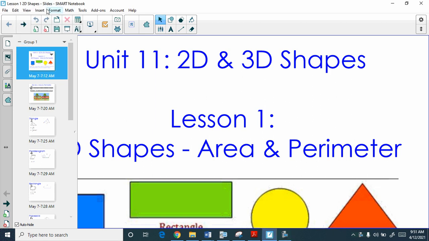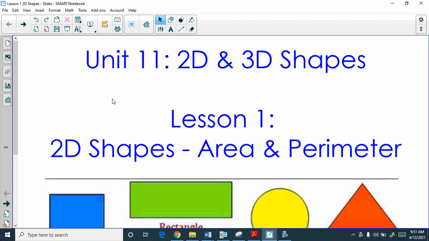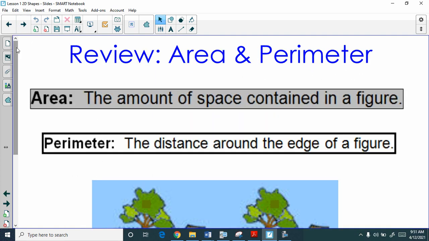Okay, in this video we're going to discuss 2D shapes and how to find the area and perimeter of those shapes. By the end, I'm hoping you'll be able to use your formulas to find those areas, specifically pertaining to composite shapes, which are putting two shapes together.